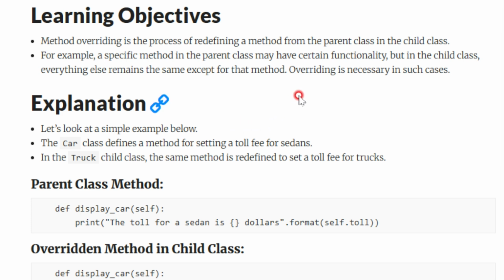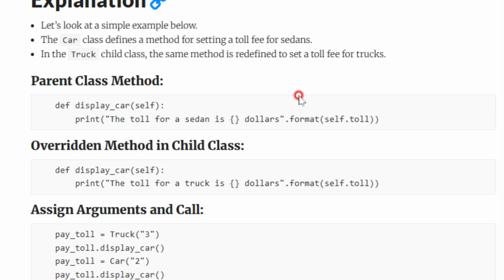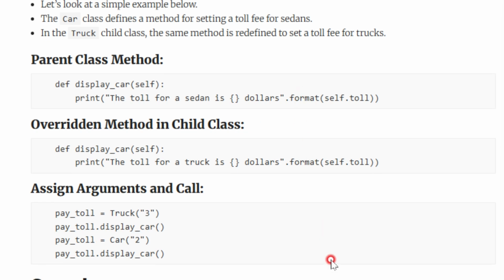Let's break it down step by step. Imagine you are working with cars and trucks in a program. Both vehicles have a toll fee, but trucks have a different fee compared to regular cars. Instead of writing separate code for each vehicle, we create a car class with a method that displays the toll fee. Then, we create a truck subclass, which overrides the method to display a different fee. Let's see how this works.